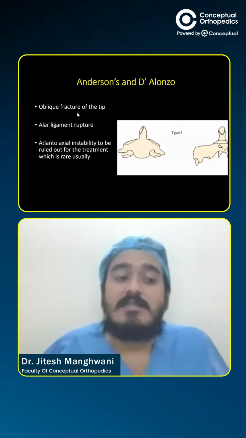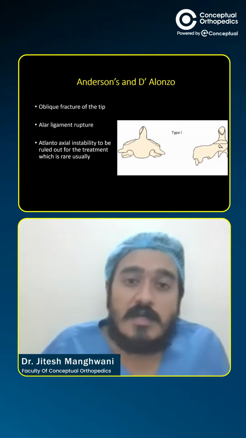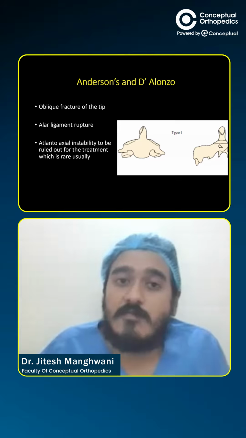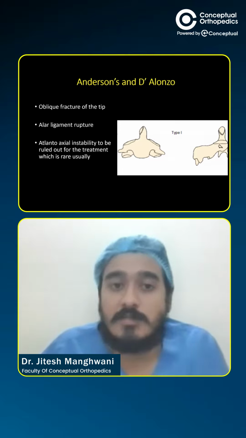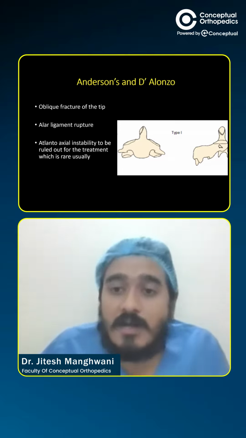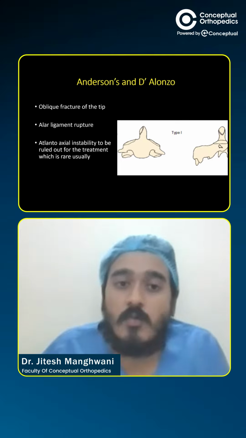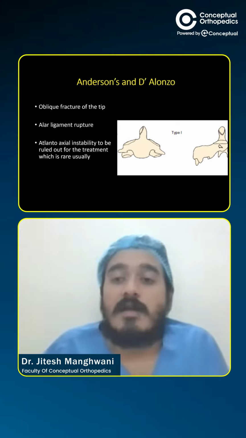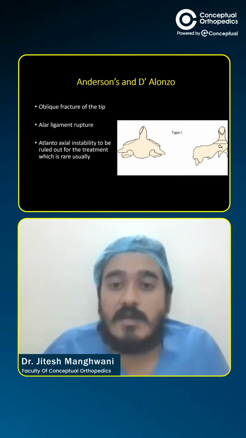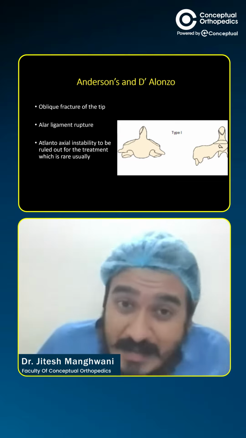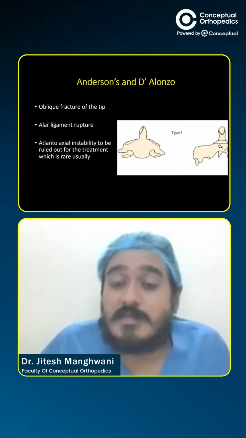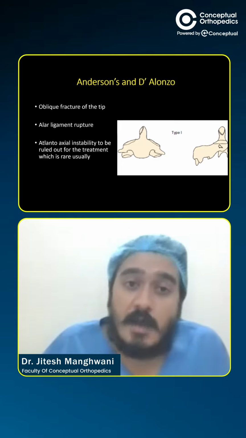Now, what is the classification? So the classification most famously was given by Anderson and D'Alonzo: the type 1 injury pattern, type 2 and type 3. So there are different injury patterns that were given, on the basis of how the injury has happened.